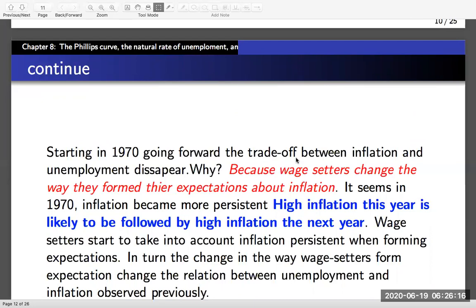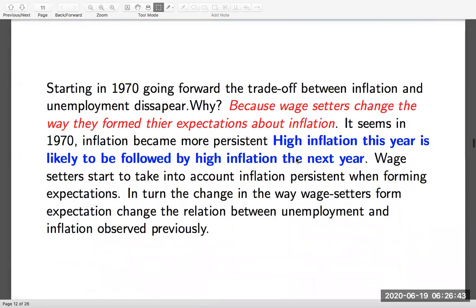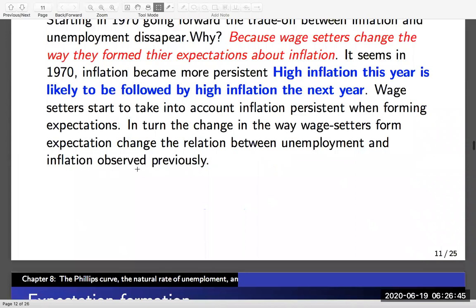Why? Because wage setters changed the way they form their expectations about inflation. It seems in the 1970s, inflation became more persistent. Higher inflation this year is likely to be followed by higher inflation next year. So the non-persistence assumption was no longer valid. Wage setters then started to take inflation persistence into account when forming expectations. In turn, the change in how wage setters form expectations changed the relationship between unemployment and inflation observed previously. So let us see how we address this issue.